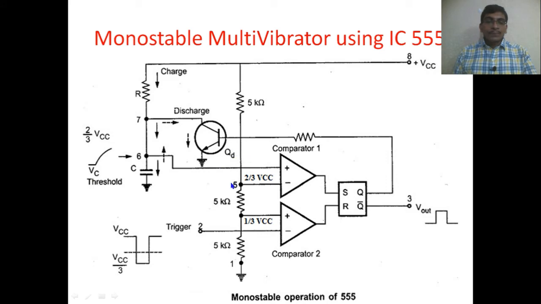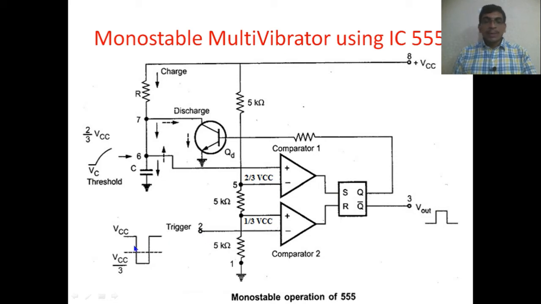So when we apply a negative voltage which is less than 1 by 3 VCC, for comparator 2, one of the input non-inverting terminals is given the voltage of 1 by 3 VCC.